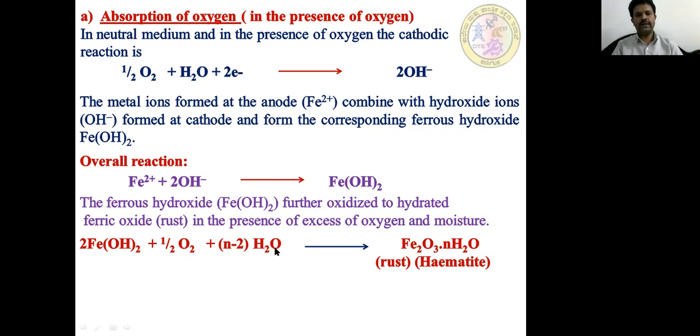So to gain stability, again that ferrous hydroxide reacts with oxygen and moisture, and it comes to the hydrated ferric oxide form. Here the valency of iron is +3, so it attains complete stable electronic configuration. That is rust. We will call it hydrated ferric oxide or rust. Also, it is a composition of hematite ore. This is one case if excess oxygen and moisture are available in the surrounding.